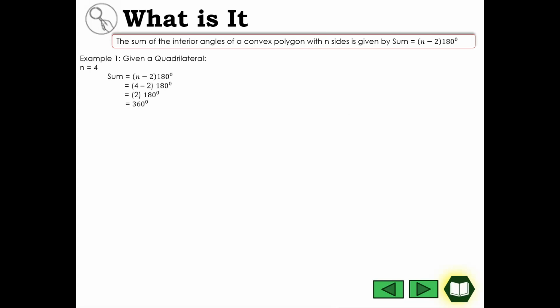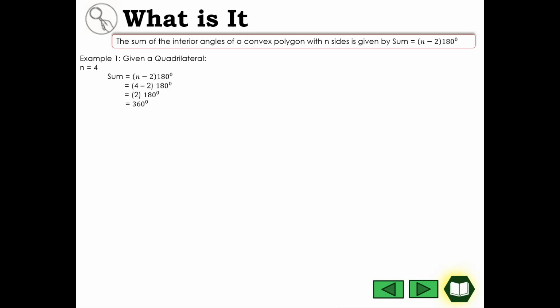Okay, example number 1. Given a quadrilateral, we have here n is equal to 4. We are just going to write first the formula and substitute our n by 4. So, we will have sum is equal to quantity 4 minus 2 times 180 degrees.